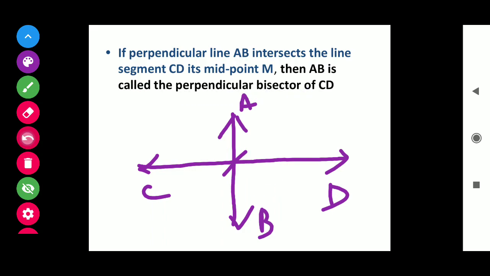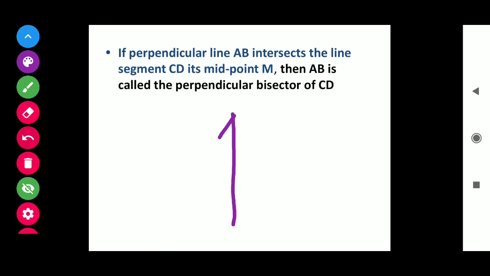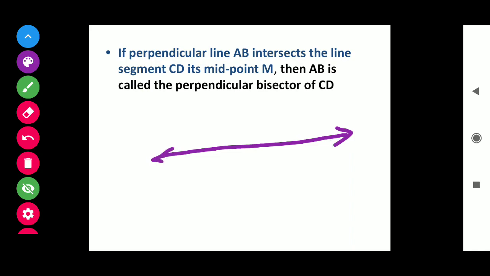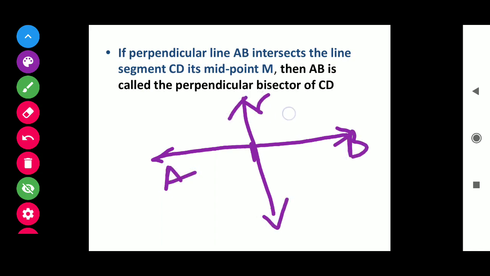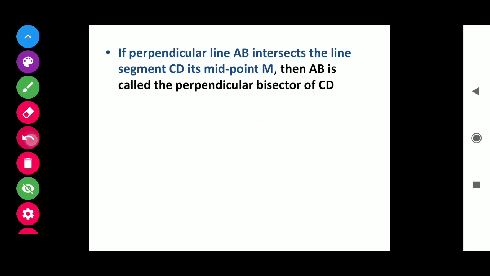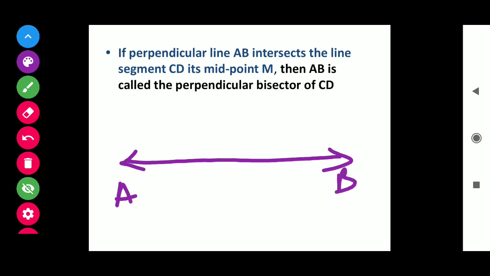What is the meaning of perpendicular bisector? If they are intersecting, they make a 90-degree angle, but at the midpoint. Suppose I have this line, and this is the midpoint. If another line is perpendicular to this line AB at the midpoint, then it is a bisector. But if it is like this, then it will not be called a bisector. Suppose I have this line AB and this line is perpendicular, but it is not a bisector.